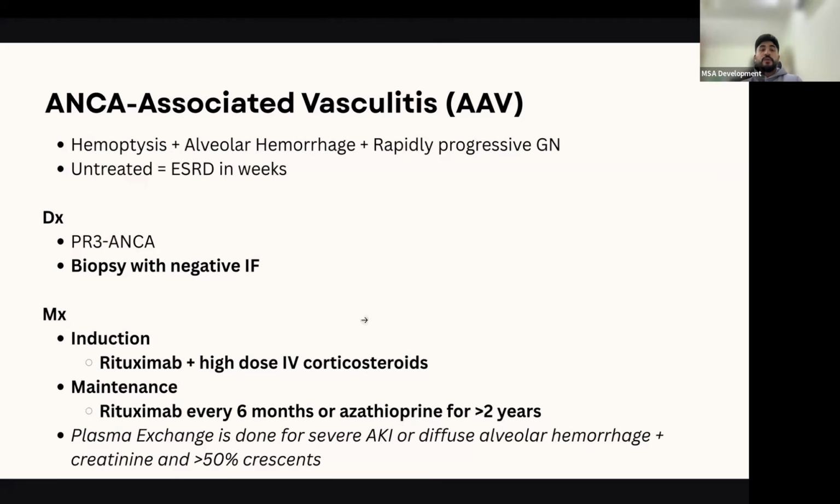How do we diagnose? We're going to diagnose them, of course. We look for ANCA levels and we do biopsy. And their biopsy is going to come back with negative immunofluorescence, right? Which means pauci-immune. Okay? Just keep that in mind.